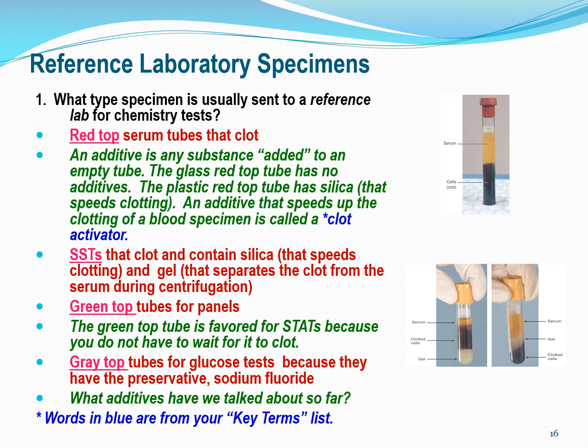Remember, anything that's in a tube is an additive. Gray top tubes are for glucose tests because they have a preservative, right? Sodium fluoride. They usually also have potassium oxalate in them, or they can have EDTA in them. So a lot of those, not only do they have a preservative that preserves the glucose in the tube, so of course they're the thing you want to use best for glucoses, but they also have an anticoagulant in them most of the time, which means you do not have to wait on them to clot. So you can spin them down, so it helps with your turnaround time.